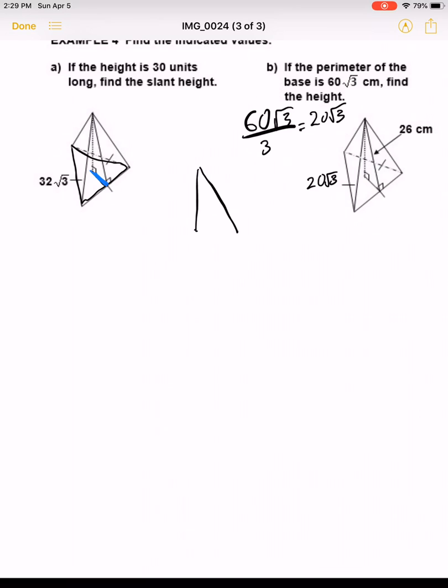It says I'm looking for the height, so the height is h. I'm given this slant height of 26. I also don't quite know what this length is again, so I'm going to make my base and draw it out. Draw my radii.